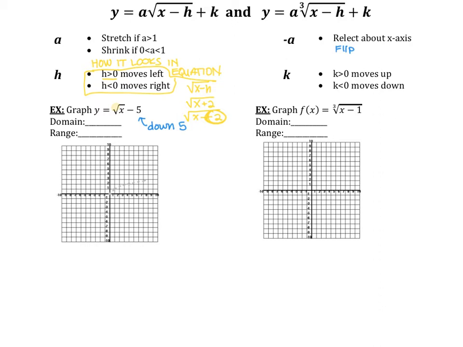So instead of the ordered pair 0, 0, I'm now going to have the ordered pair 0, -5. Instead of 1, 1, I'm now going to have 1, -4. Instead of 4, 2, I'm now going to go down 5, sorry, 4, -3. And now my graph is going to be the exact same shape as it would have been up above. It's just shifted down 5 units.